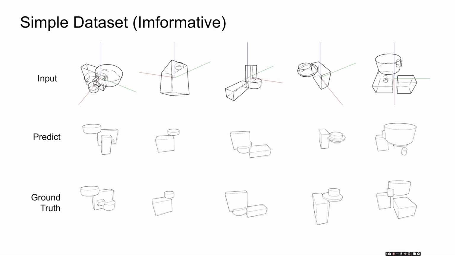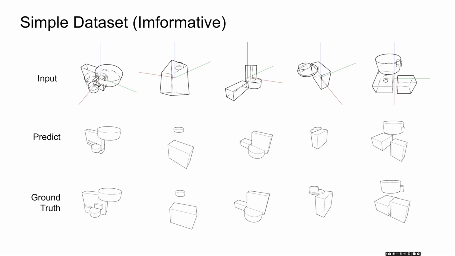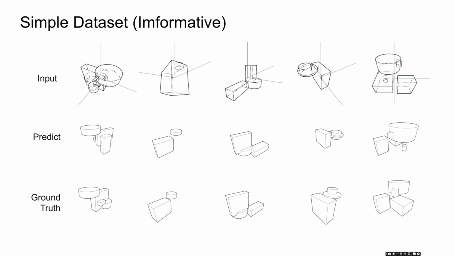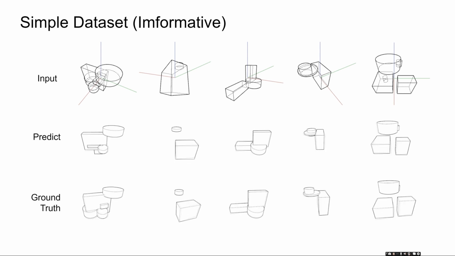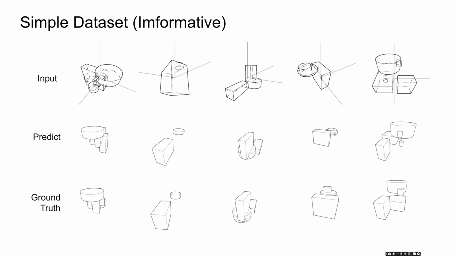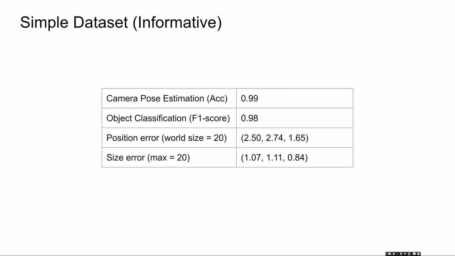Let's see the results. This is the easiest dataset. The first row is the input image, the second row is the reconstructed 3D model, and the last row is the ground truth. I will say the visual result is quite pleasing, as most of the objects are in the right place with the correct size. The quantitative result is also really good.